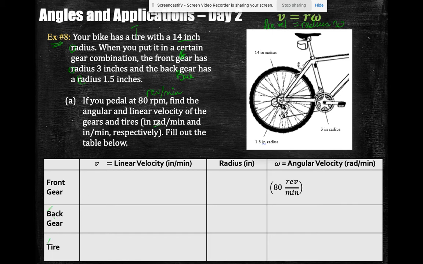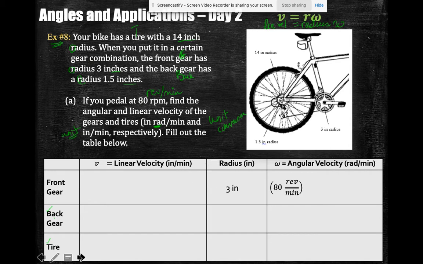But they want it in radians per minute, which is also a slope, but with different units. And inches per minute. Everything I have been given so far is in inches. So I think I'm okay with there, right? So angular is in radians per minute, linear is in inches per minute. So let's fill out this table with the information that we have so far.